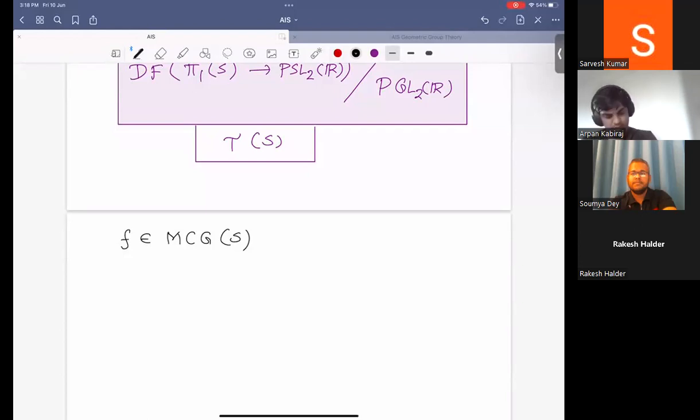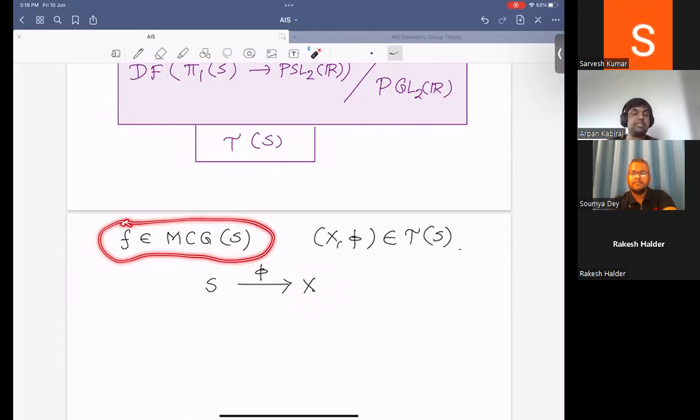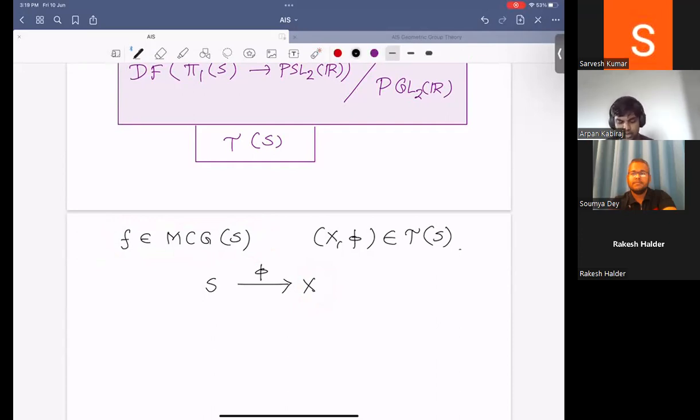Yeah. So suppose f is from the mapping class group, and you take a marking from the Teichmüller space. So what do we have here? We have from S to X a map phi, which is a diffeomorphism, and X is a hyperbolic metric. The mapping class group is a class of homeomorphisms, an isotopic class of homeomorphisms. So you take a representative of f, call it f again, no problem. Then f gives you a map from S to S.